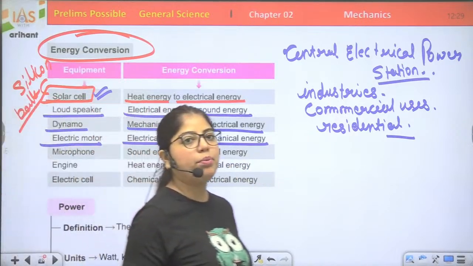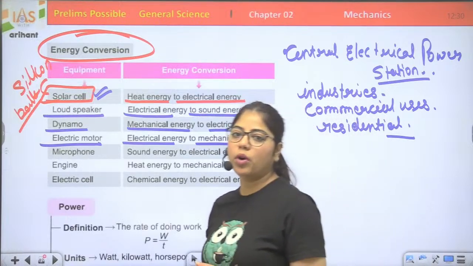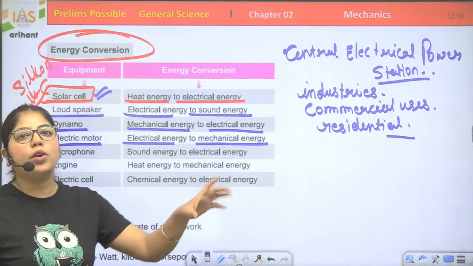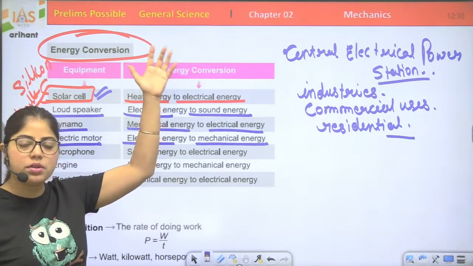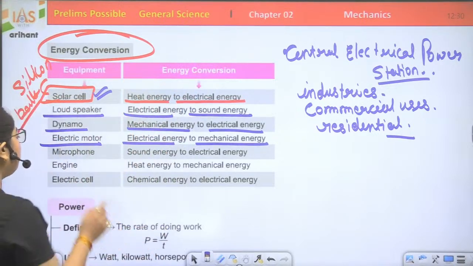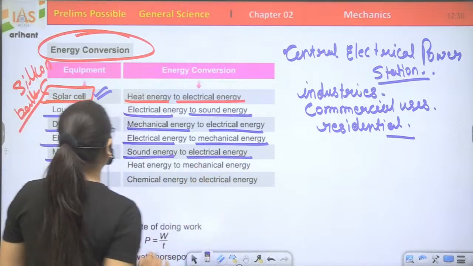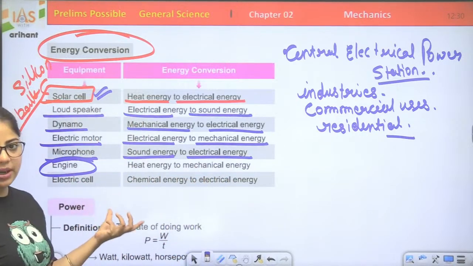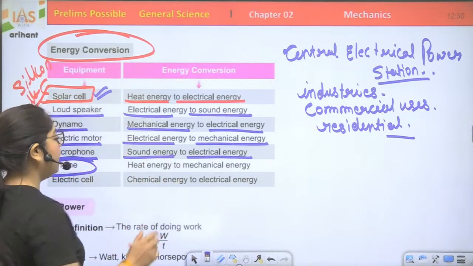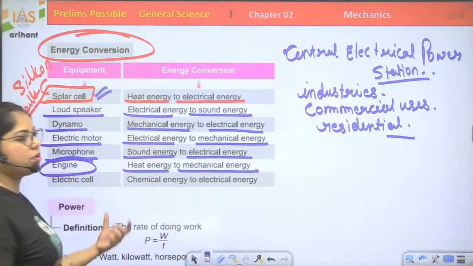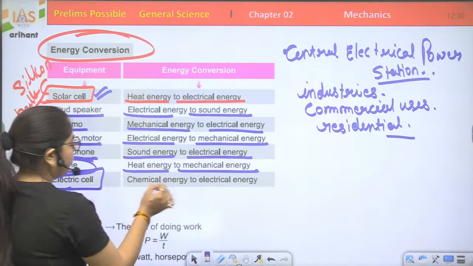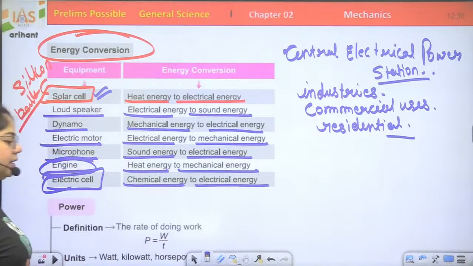You experience this electric motor in your house. Early in the morning, you switch on the button and the motor gets started, electrical energy is converted into mechanical energy, and the water tank on top of the house gets filled by it. Microphone: sound energy to electrical energy. Engine is used in heavy machineries, cars, bikes. Heat energy to mechanical energy. And an electric cell converts chemical energy into electrical energy also.